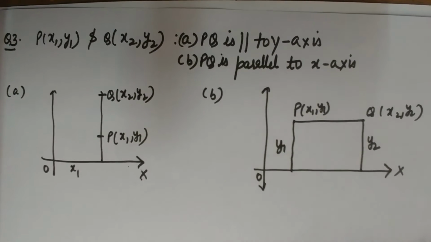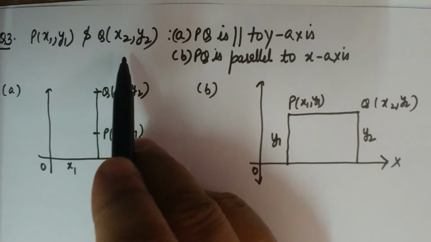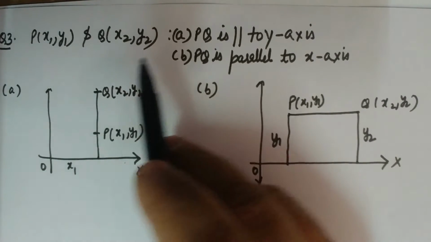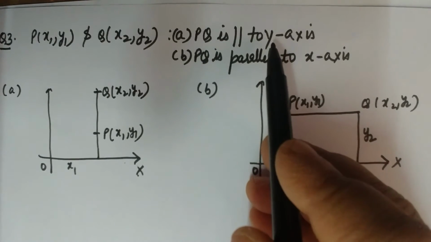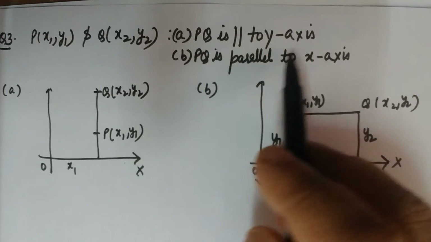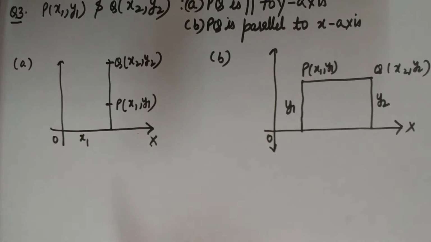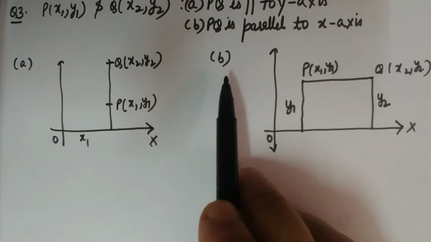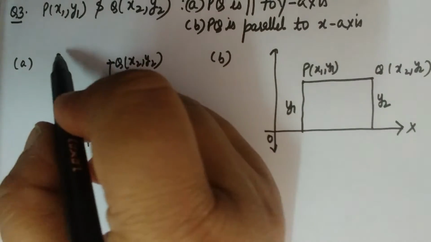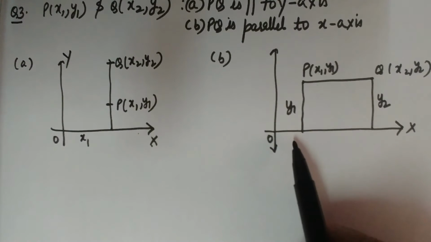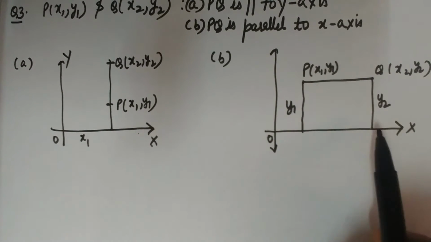Question 3 is find the distance between 2 points P coordinate x1 y1 and Q coordinate x2 y2, right? And the two conditions are A part is PQ is parallel to y-axis and B part is PQ is parallel to x-axis. Okay, so see, this is your case A and this is your case B. In case A, this line PQ is parallel to y-axis, okay? And in this case, your PQ is parallel to x-axis.